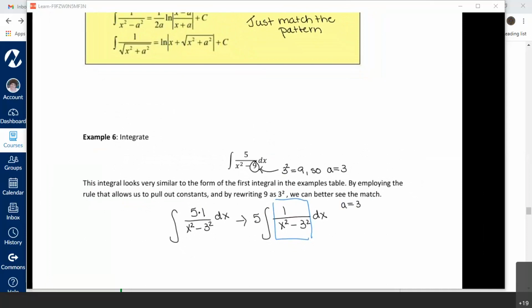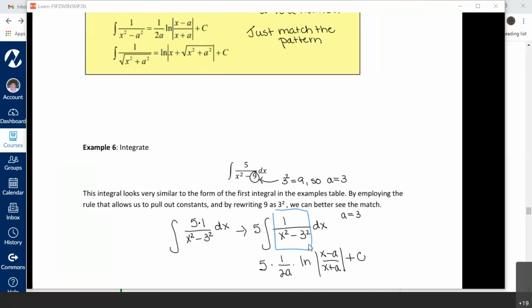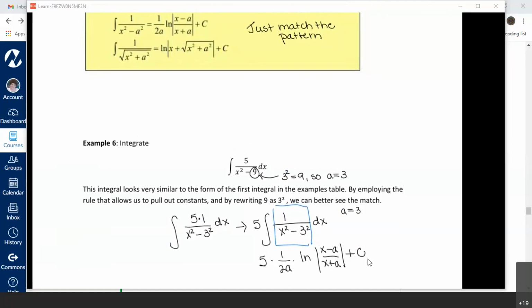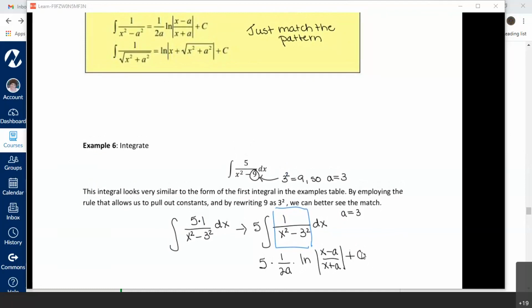And this is going to integrate to, again, keeping the pattern, I'll just write the pattern: 1 over 2a times ln of the absolute value of x minus a over x plus a, plus c. So see what I'm doing? I'm just copying the pattern exactly from the table of integrals. Take the absolute value because I can't feed negative things to log, plus c.